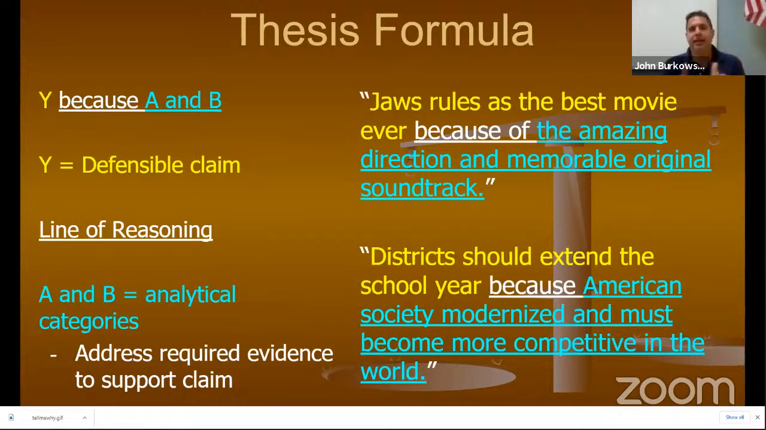We have why, because, A, and B. That's the thesis formula here. See, why, because, A, and B. What's the why? That's your defensible claim. That's your claim. All right. You see how it's underlined?